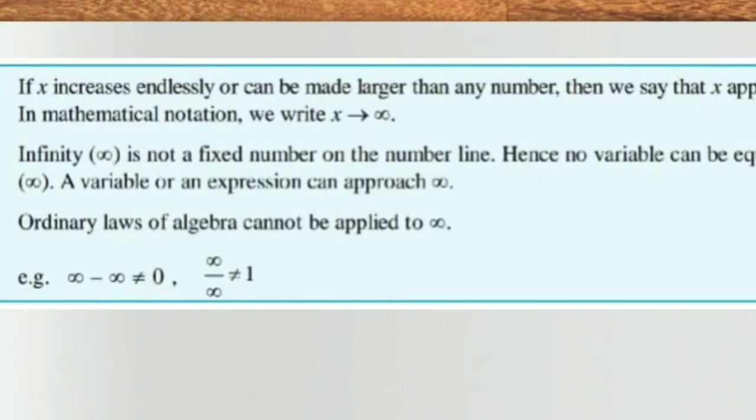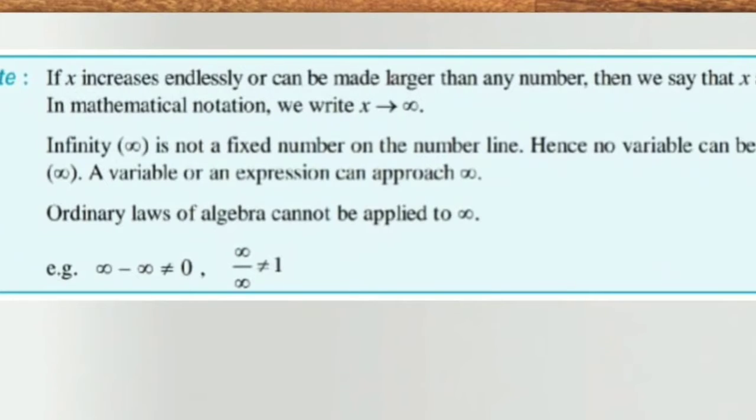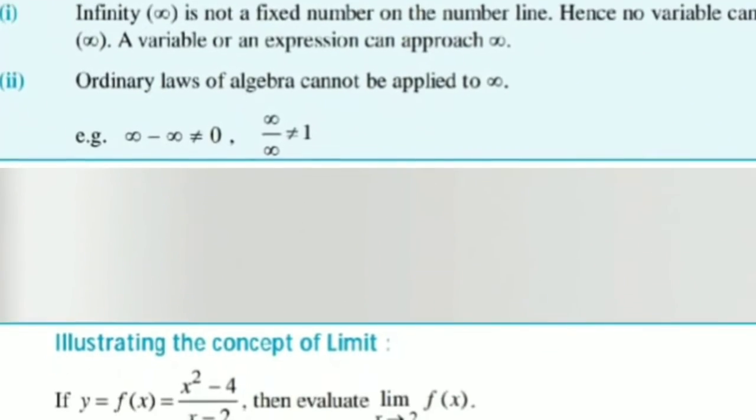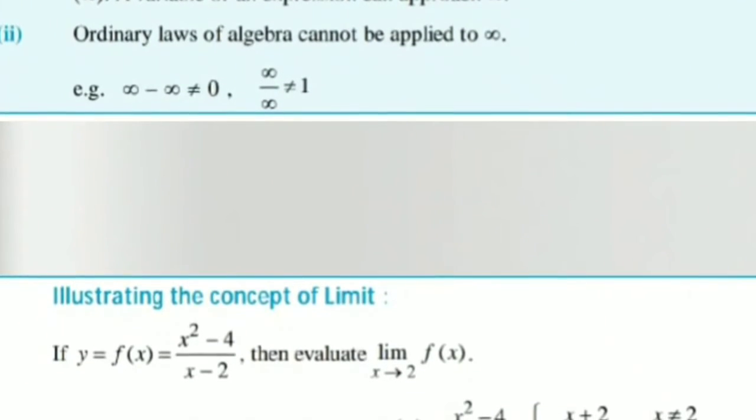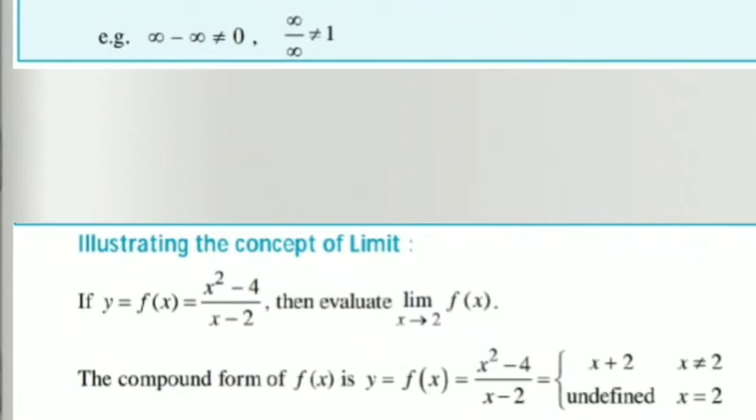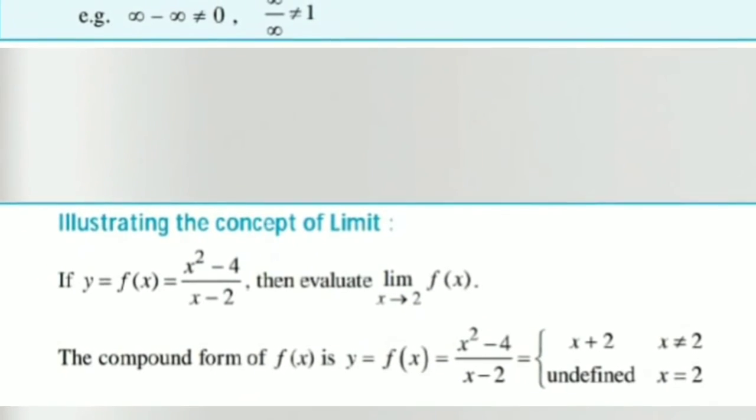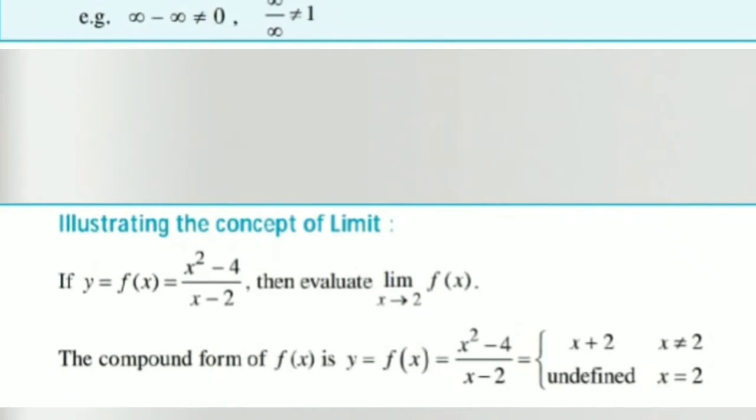Ordinary laws of algebra cannot be applied to infinity. In other words, infinity doesn't follow algebraic rules. So infinity minus infinity, you can't say 0. Infinity divided by infinity, you can't say 1, as in other algebraic operations. Which rules infinity follows, we'll discuss in detail later on.